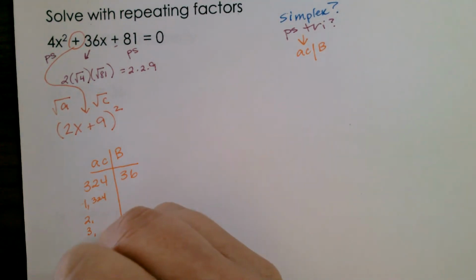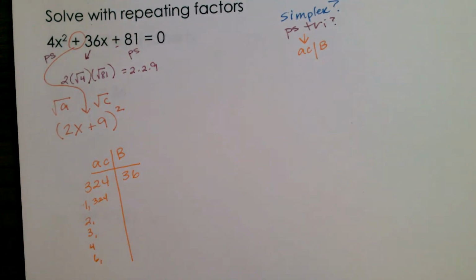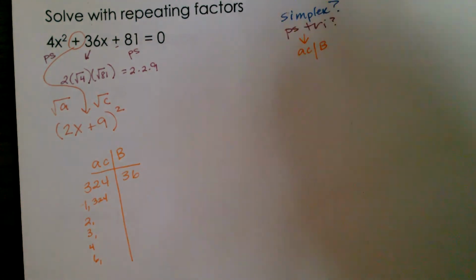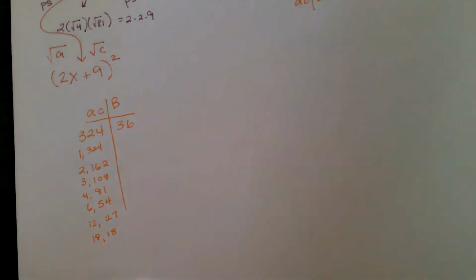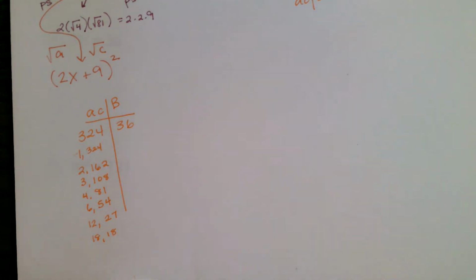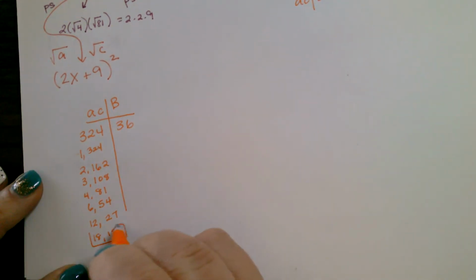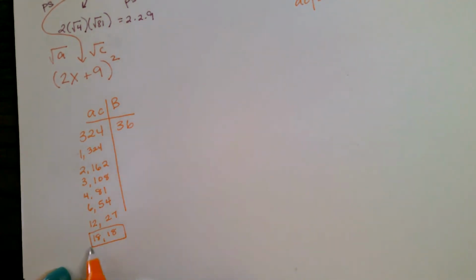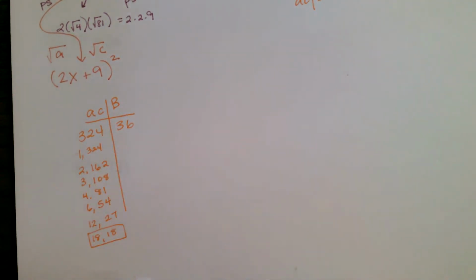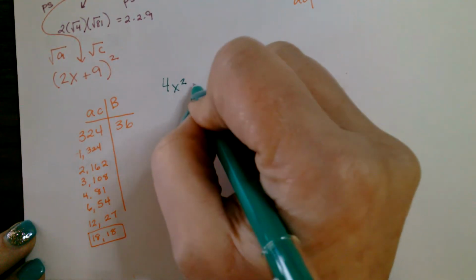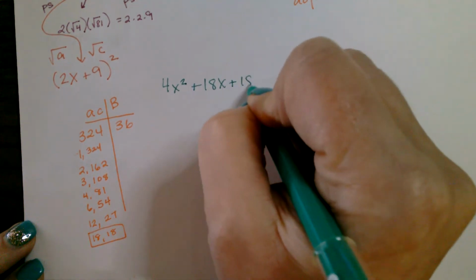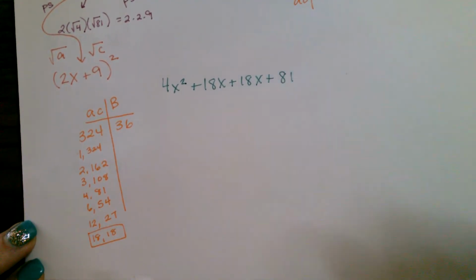So I'm going to start my list of digits until I come up with a product of 324 with a sum of 36. Pause the video. Let's see if we agree on the factors. Yikes, that took me a lot longer than it should have. I was struggling. But finally, I arrived at 18 times 18 is 324 with a sum of 36. So then I would take my A term, my B that were separated, and my C term.